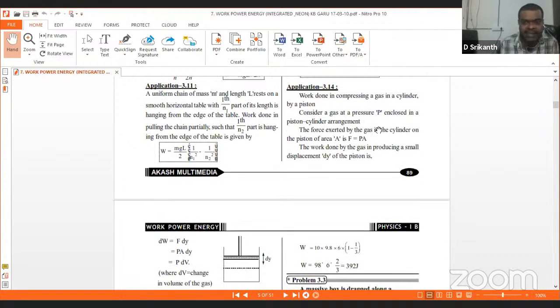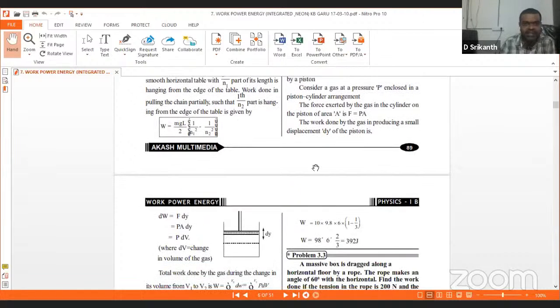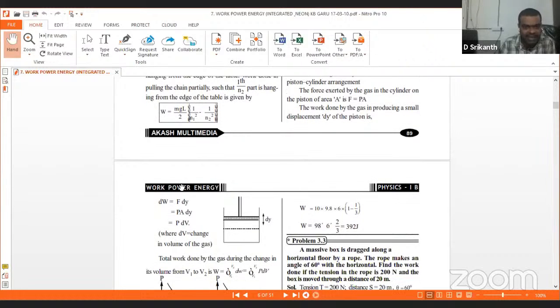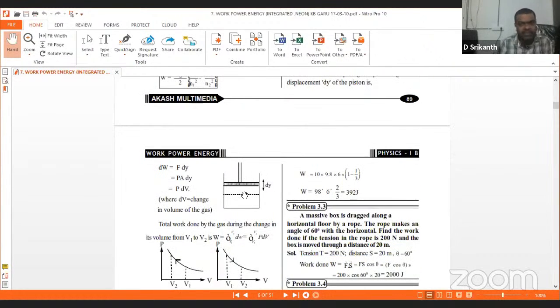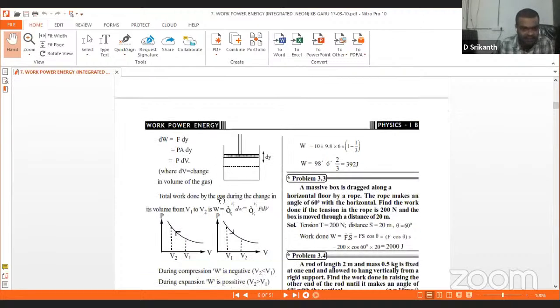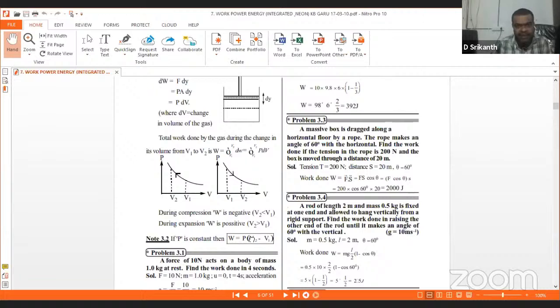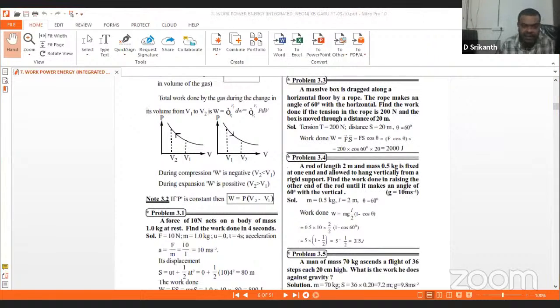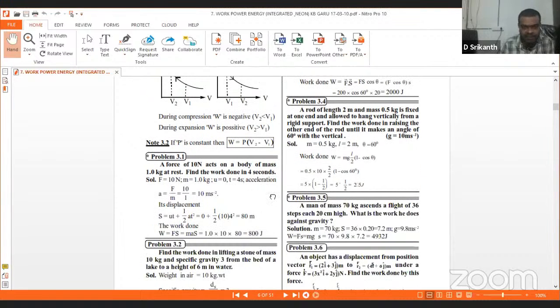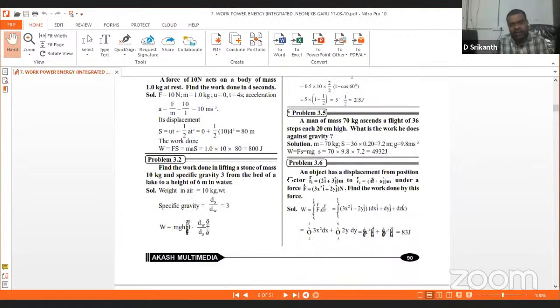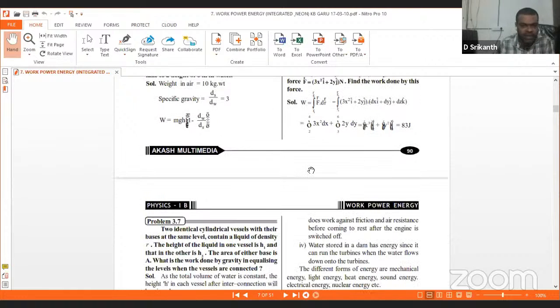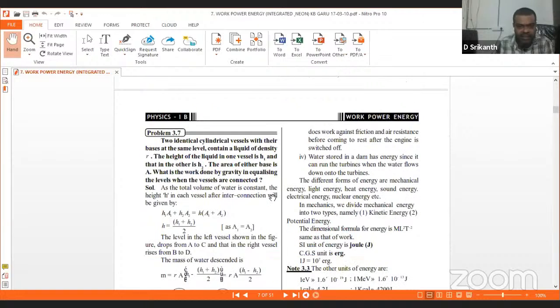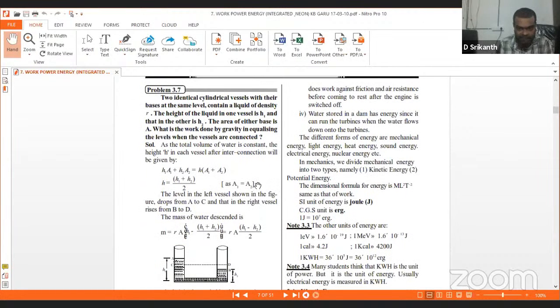And this one is with respect to thermodynamics: work done in compressing a gas in a cylinder by a piston. Work done is force times displacement. Force I can write as pressure into area, times displacement dy, that is nothing but dV. So work done equals P times dV. Here we have examples of calculating the work done. Today, apart from your weekend syllabus, please go through these applications of work done.